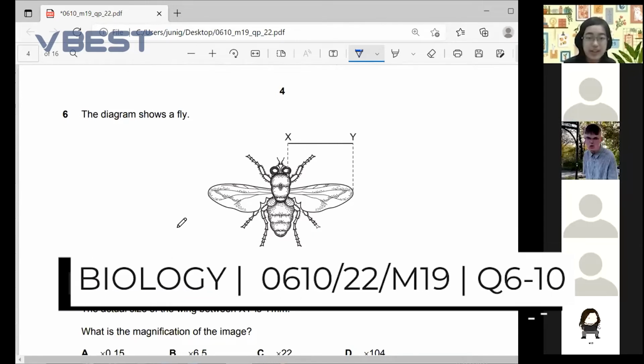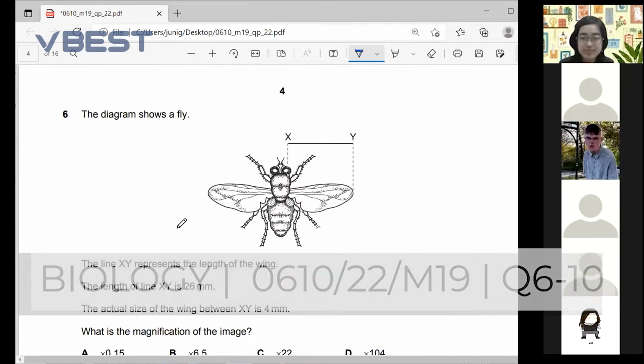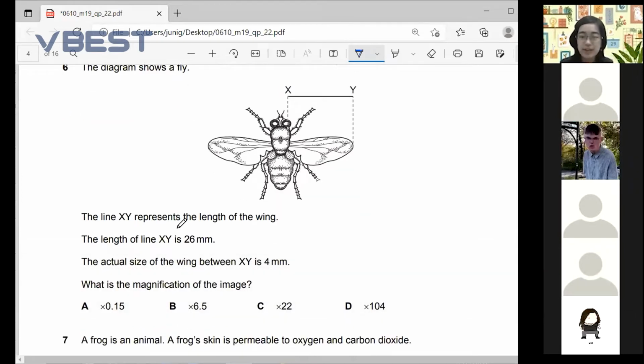Right. Next one we have number 6. The diagram here shows a fly. The line XY represents the length of a wing. The length of XY is 26 millimeters. Actual size of the wing is 4 millimeters. So what is the magnification? The answer would be B.